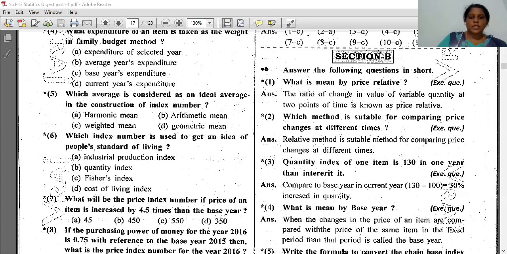Good morning, children. Today we will do theory of first and second chapter, that is of last exercise. Now we will start with first chapter, exercise 1, section B.